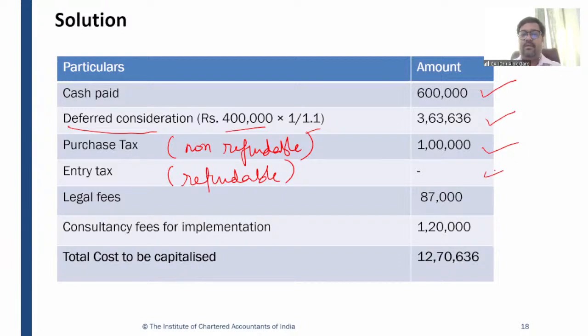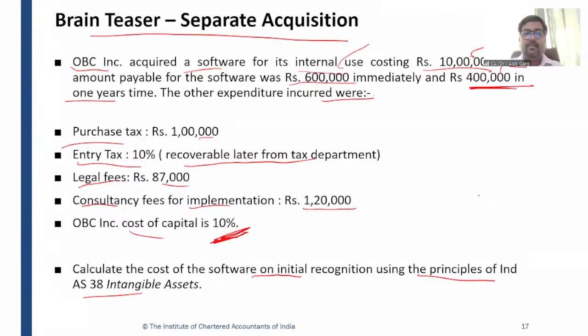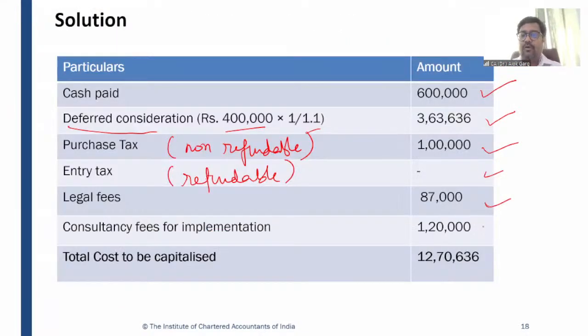Legal fees. So coming to the legal fees is 87,000, right? So we have to capitalize this legal fees. Again, implementation cost of 1,20,000 is also to be capitalized. So these are the directly attributable costs, right? This has to be capitalized. And the total comes out at 12,70,636.